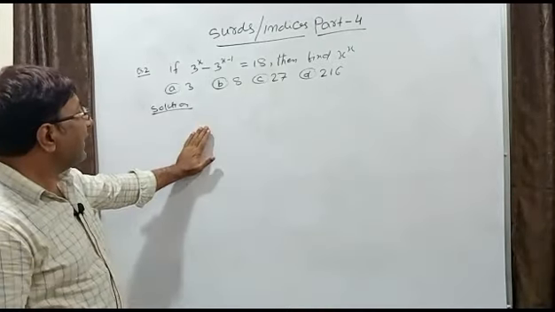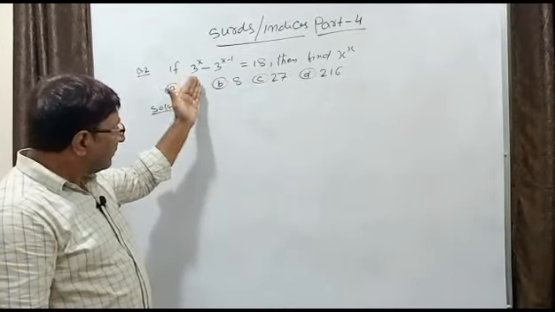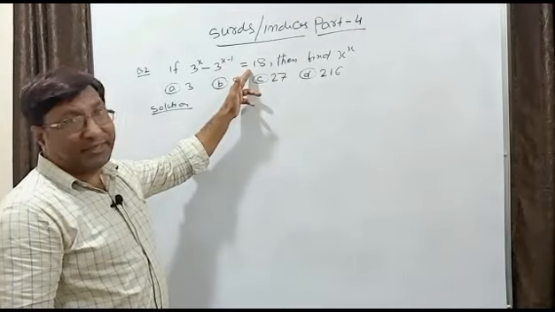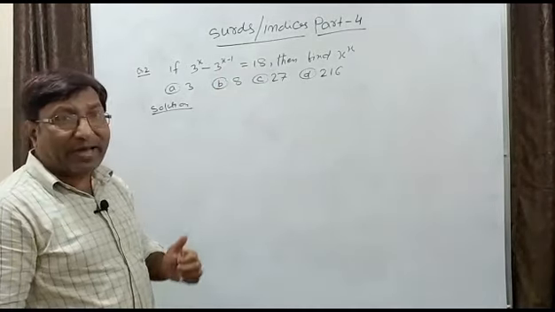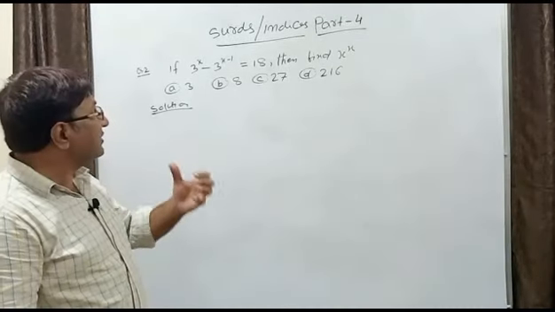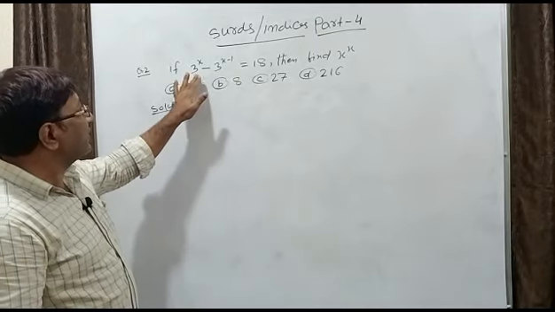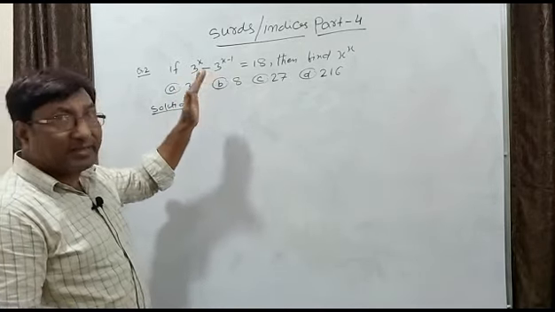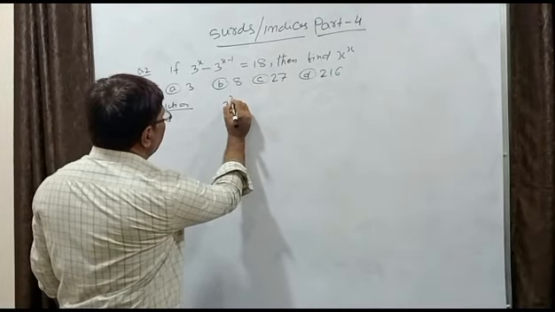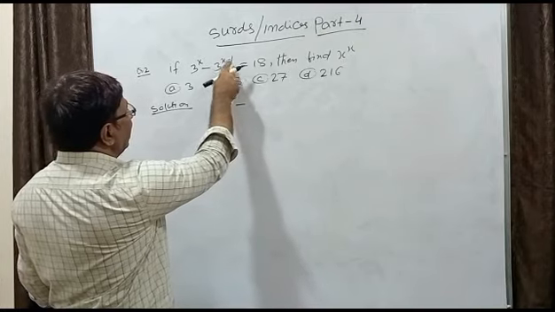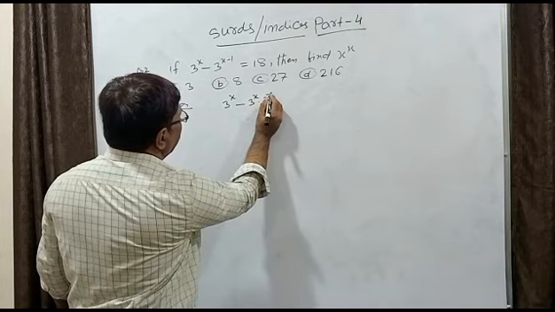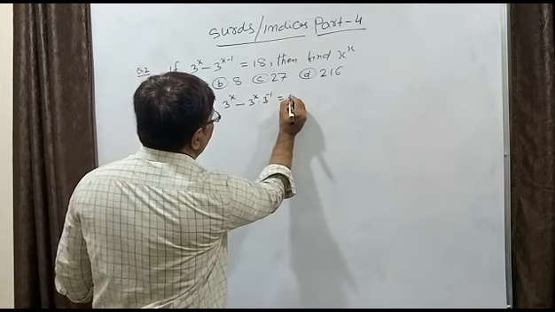The next question is: if 3 to the power x minus 3 to the power x minus 1 equals 80, then find the value of x to the power x. So this is a very important question. For this type of question, again the simple technique is, first you solve 3 to the power x minus 3 to the power (x minus 1). So my question is 3 to the power x, here 3 to the power (x minus 1). So we can write 3 to the power x into 3 to the power minus 1, and this is equal to 80.